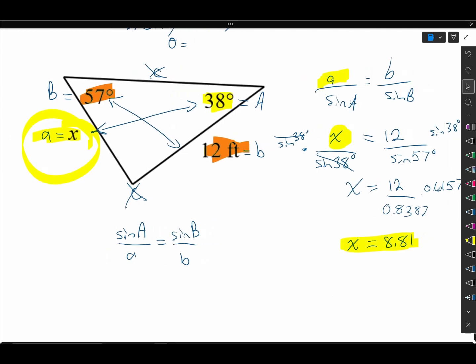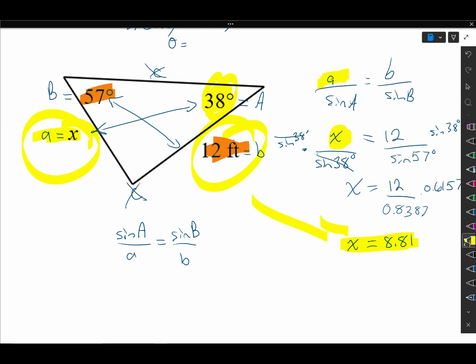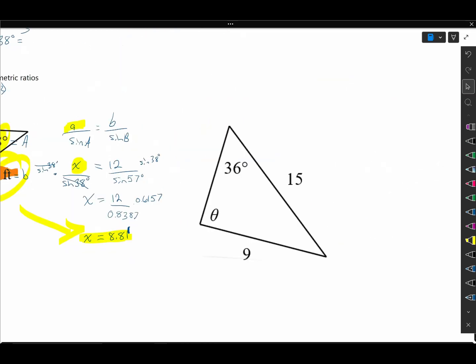Well, if you recall from our SOHCAHTOA lessons, we know that the longest side lengths will be opposite the largest angles. That is, the larger the angle, the larger the side length, the smaller the angle, the smaller the side length. So, if I notice here, 38 degrees, that's a little bit smaller than 57 degrees. So I'm expecting a side length that's smaller than 12 feet. Is that what we have? Absolutely. That's a reasonable side length. Nice work. We're working with 8.81. In this case, our units would be feet. That's all well and good.